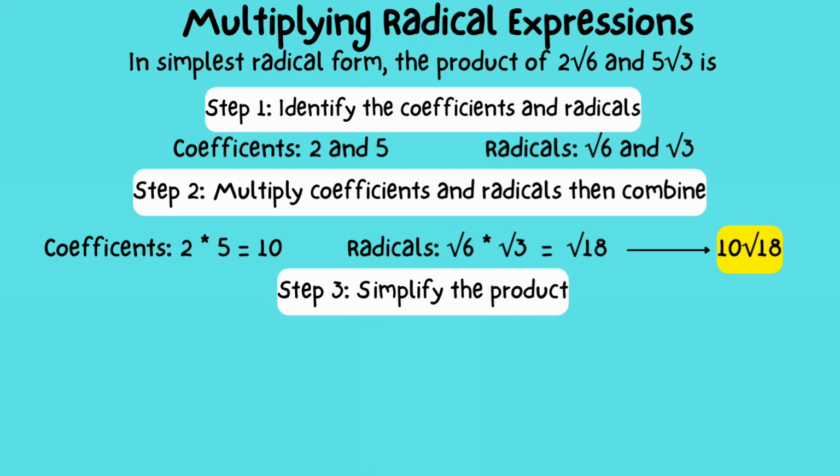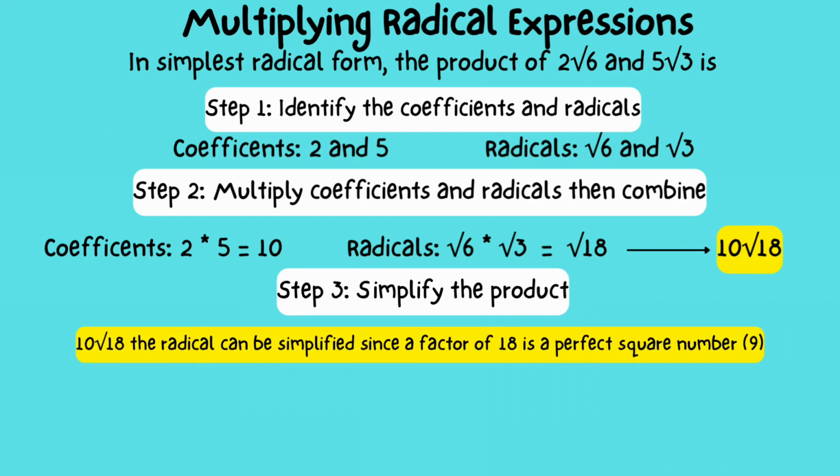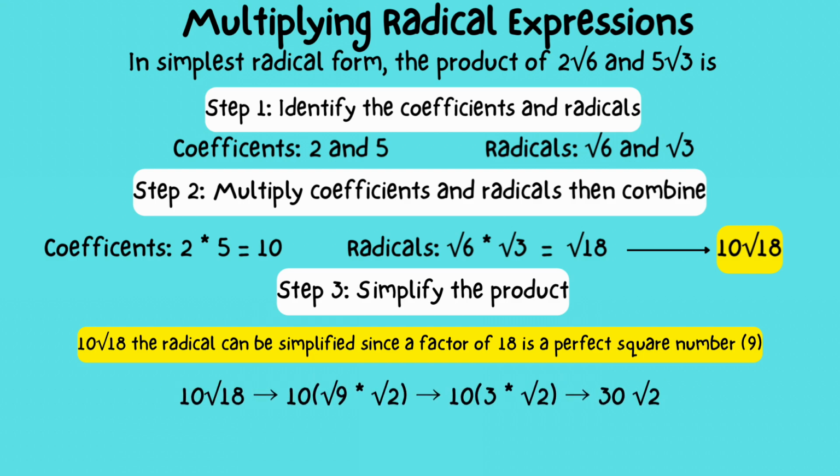The last step is to simplify. We can simplify this radical because a perfect square is a factor of 18. 18 is divisible by 9, which is an example of a perfect squared number. To simplify, we first split the 18 into its factors, 9 and 2, and keep them under the radical. Since 9 is a perfect squared number, we can simplify it to 3, then multiply it by 10, which leaves us with 30 times the square root of 2. So answer choice 3 is correct.